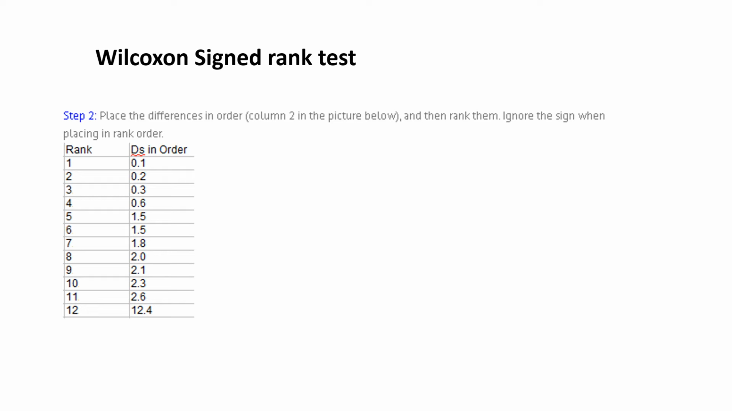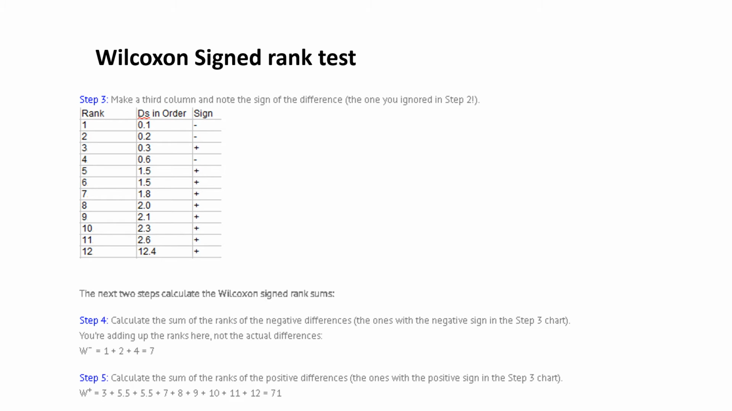Okay, that's a concept. Then after that, make a third column and note the sign of the difference. So first you find out the differences, then you rank the differences, then you give the sign for the difference, the sign for the rank.